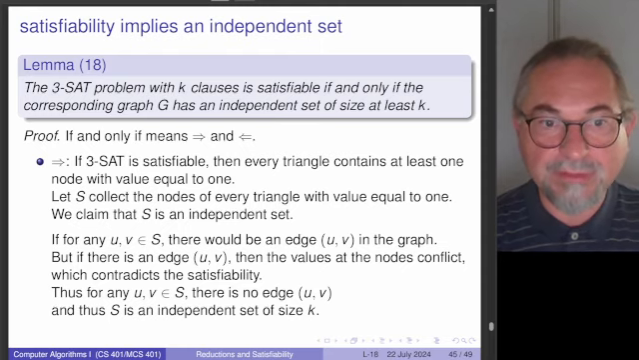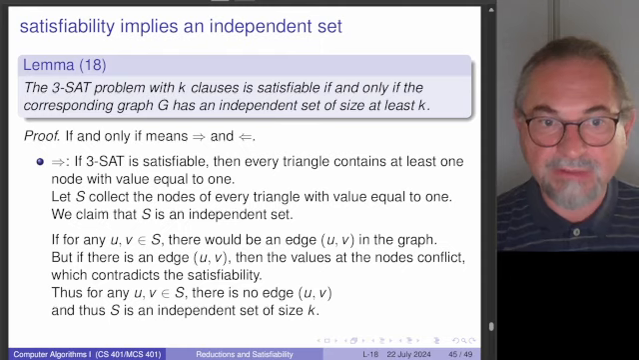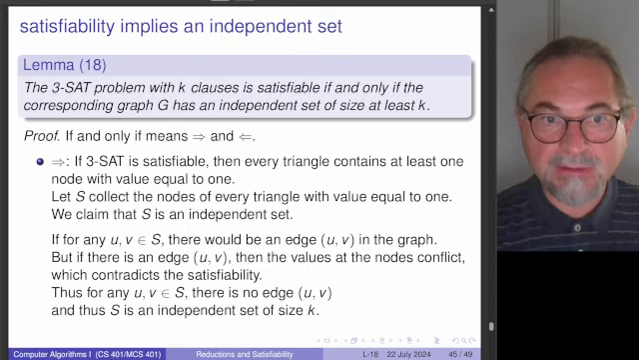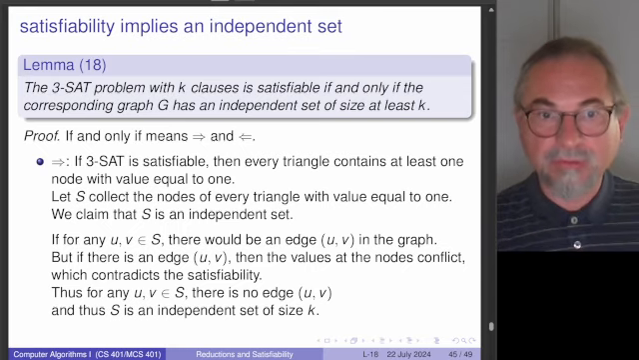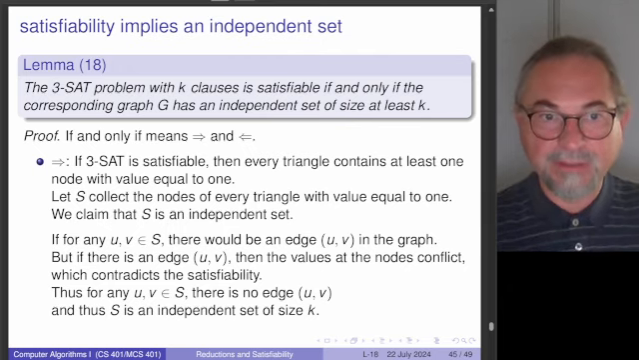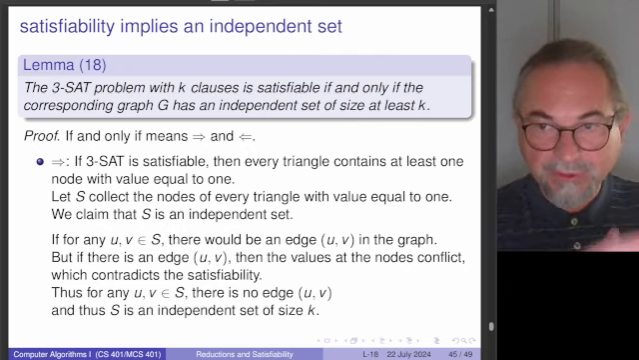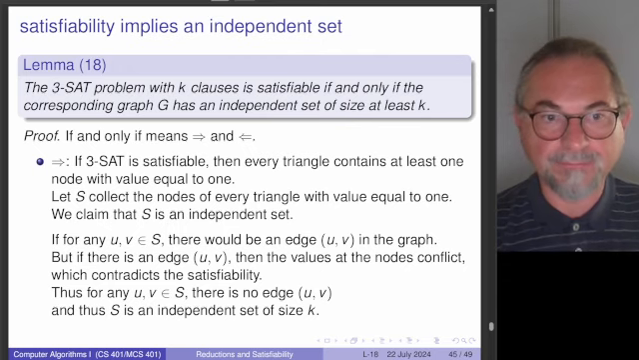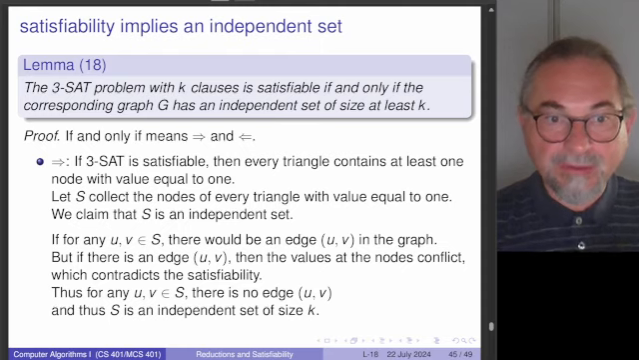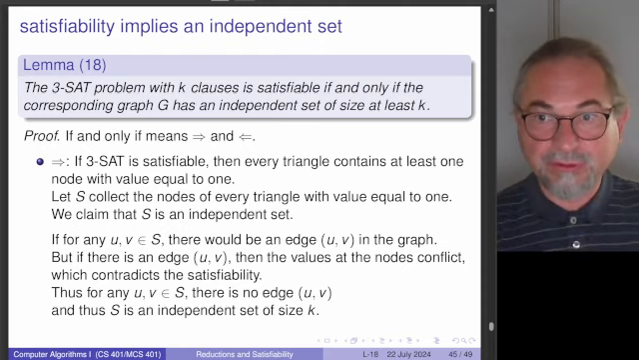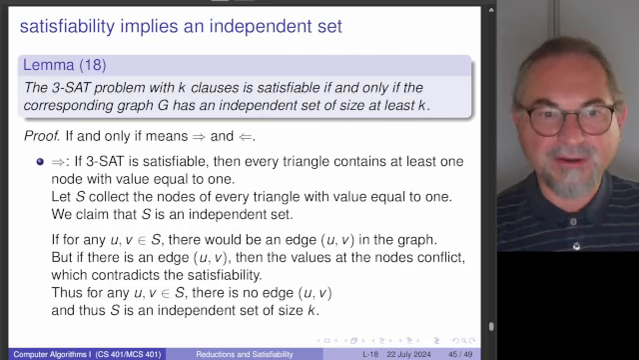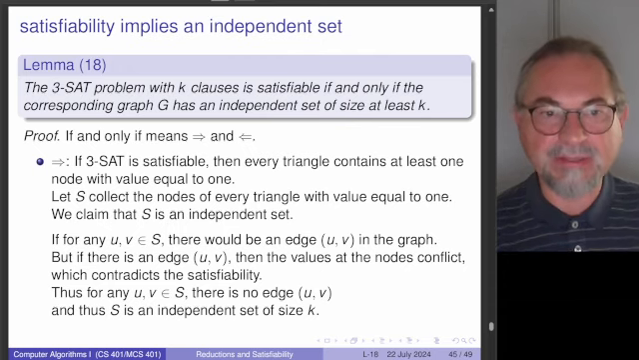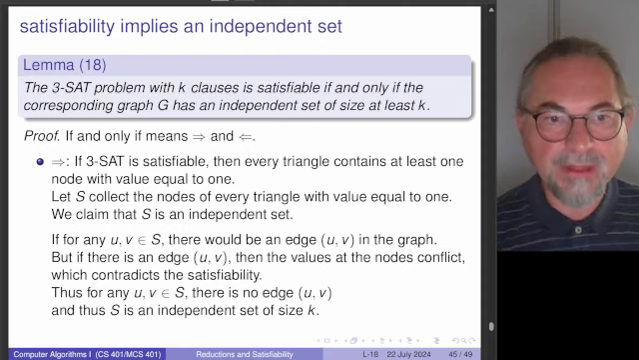What it means in the graph is that every clause corresponds to a triangle, and we conjoin all these clauses. So every triangle in this graph must have at least one node that has value 1. Okay, so if we collect all those nodes, which were the green nodes in our examples, then we have an independent set.